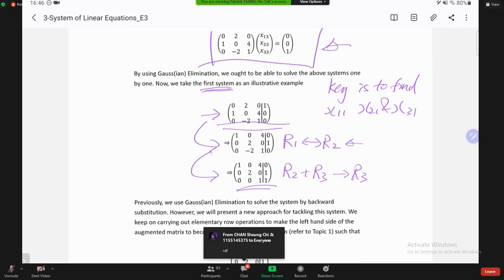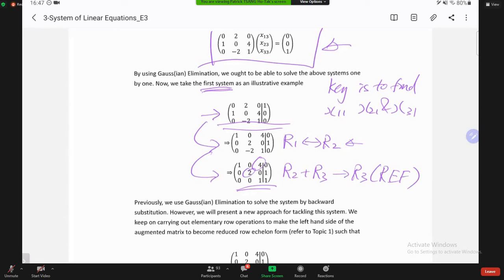This is REF. Very good. Why? You can at least spot two things. Firstly, the leading entry is not 1, right? Secondly, there is another number over there. For that particular column, the leading entry should be the one and only entry of that column for RREF. So at this moment, we can only say this is in REF only.